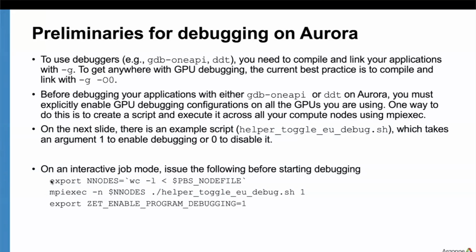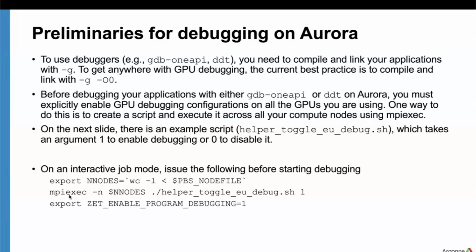So once you have an interactive job mode or maybe a batch mode, right? You can issue the following before starting debugging. First of all, you may need to check how many nodes you're using, right? You can manually type it, but you can also use the PBS node file to grab the number of nodes. Using wc -l on the PBS node file, you can grab how many nodes you are using. And then using the MPI launcher, you can run this script, helper_toggle_eu_debug.sh, and put 1 as the argument, right?